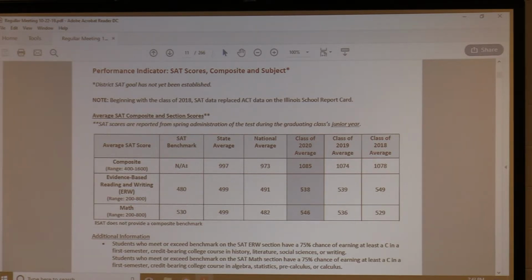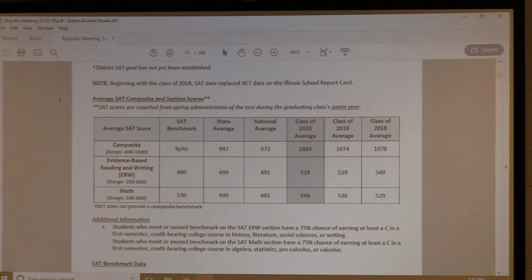So what you can see first in the first chart is a breakdown of average SAT composite and section scores. So broken down, the composite on a range of 400 to 1600, and then broken down ERW and math. I have our previous two classes of data there to the right of the blue highlighted column. The first class that took the SAT for us when that data started appearing on the school report card was 2018. So I wanted to include all of the years that we've administered that test at the junior level.